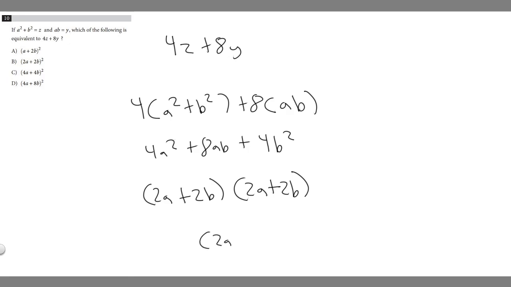And so if you're multiplying the same thing together, it's basically that thing squared. So it's just going to be (2a plus 2b) squared. So that's going to be this factored. And so if we look at our answers, the only one that fits this is going to be B, which is (2a plus 2b) squared, which is what we got. So the answer to this problem is going to be B.